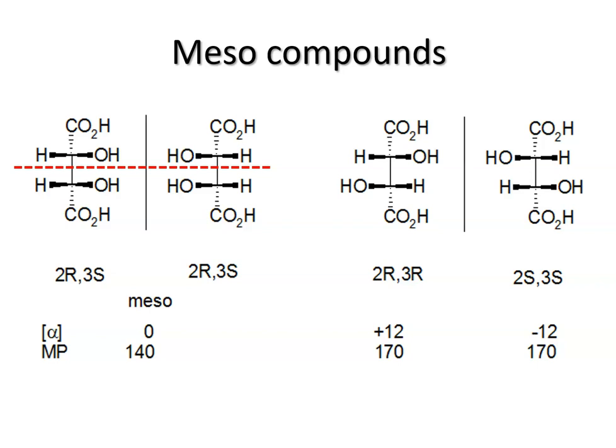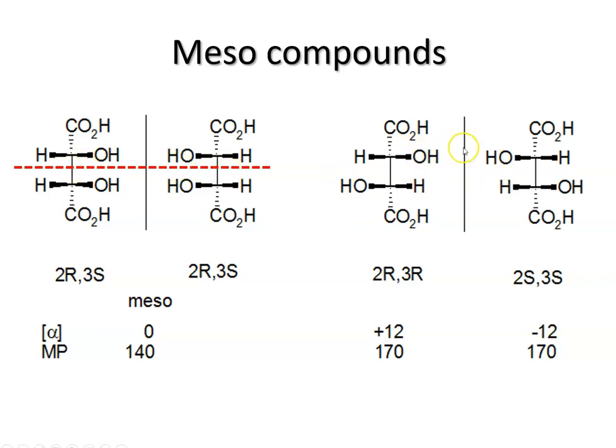Even though they have chiral centers, what is going to happen is that this alpha, the rotation of light, is actually going to be 0, because one of the centers is going to rotate the light one way and the other center is going to rotate the light the opposite direction, and they basically cancel each other out. So here you can see, if I draw this line down the middle, they're mirror images of each other along that line. And so that light turning will cancel each other out.